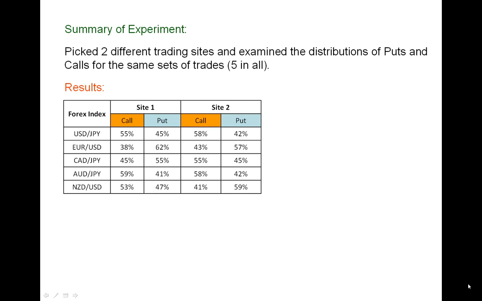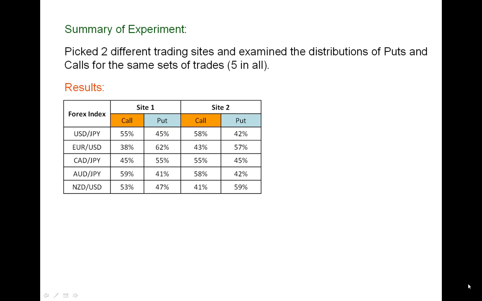What we did is we picked two different trading sites, and the details of this are all in our previous video, and we examined the distributions of put and call options for the same sets of trades. There were 5 in all. For example, for the US dollar to the Japanese yen, on the first site we saw that 55% of people had called and 45% of people had put, whereas for the second site we saw that 58% of people had called and 42% of people had put.